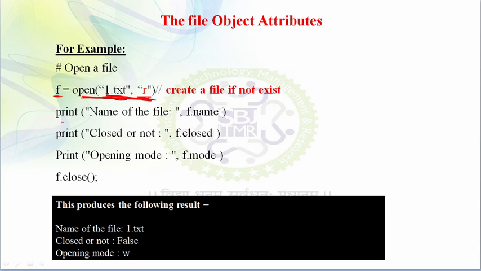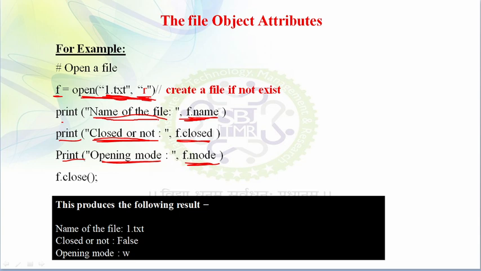So I will print the name of the file by using the f.name attribute. Next I will print whether my file is closed or not by using f.closed, and I will print the opening mode of the file by using the f.mode attribute. Okay, so let's see how it prints the output.